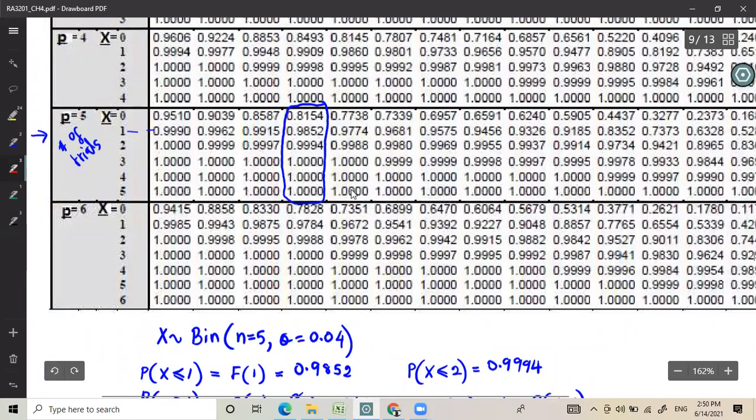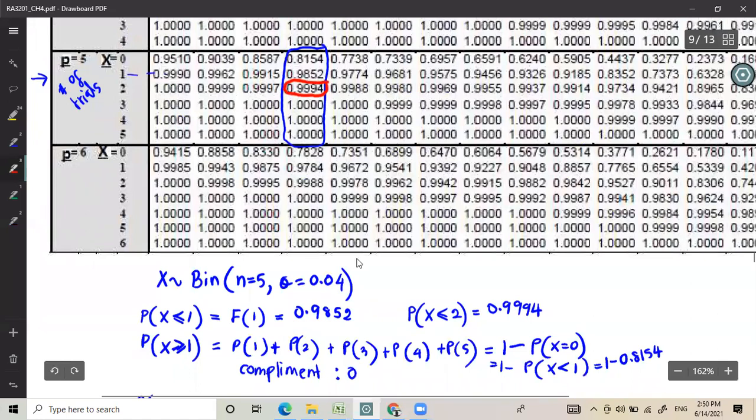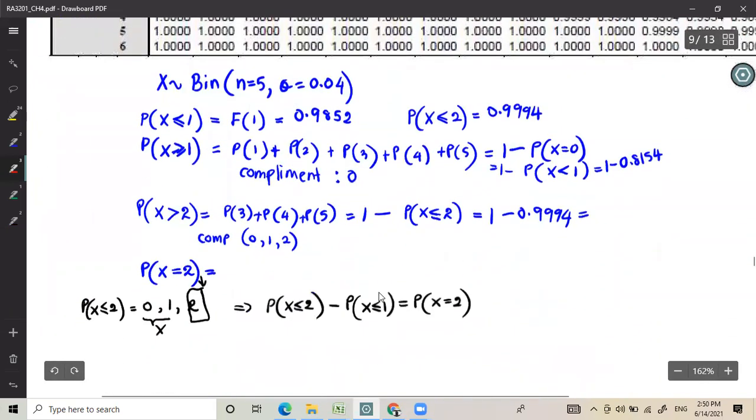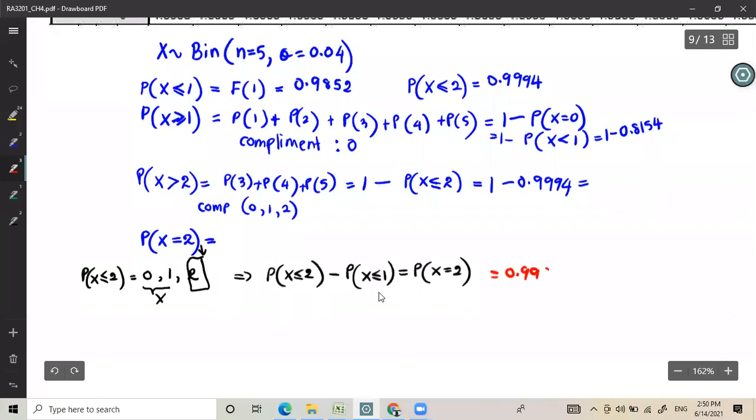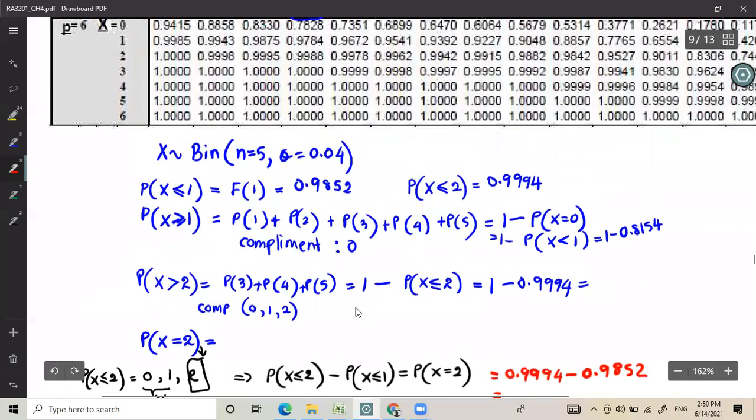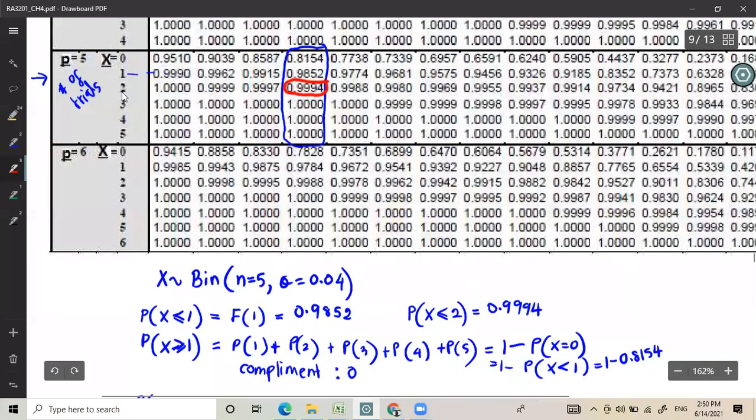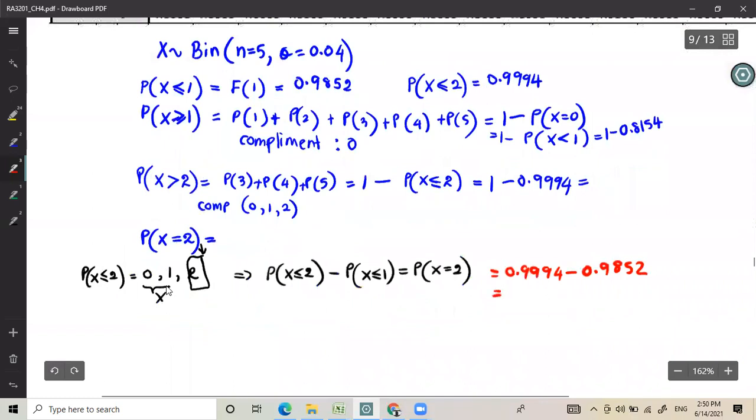Okay, so here's x less than or equal to 2, and 1 above it is x less than or equal to 1. You subtract it, so you get 0.9994. Subtract the 1 above it, 0.9852. You do this subtraction. That is the x equals 2. Okay, so it is very easy. You go for the equals 2, you read the 2 value and subtract the 1 above it. So when you subtract the 1 above it, you get rid of the values you don't need at all.